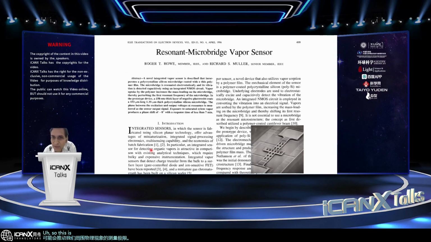So this is the one publication I'll point to. This is from my PhD advisor, Roger Howe, a mentor at UC Berkeley, where I did my PhD, and his work was one of the key foundational pieces of work around surface micromachining and resonant beam sensors.